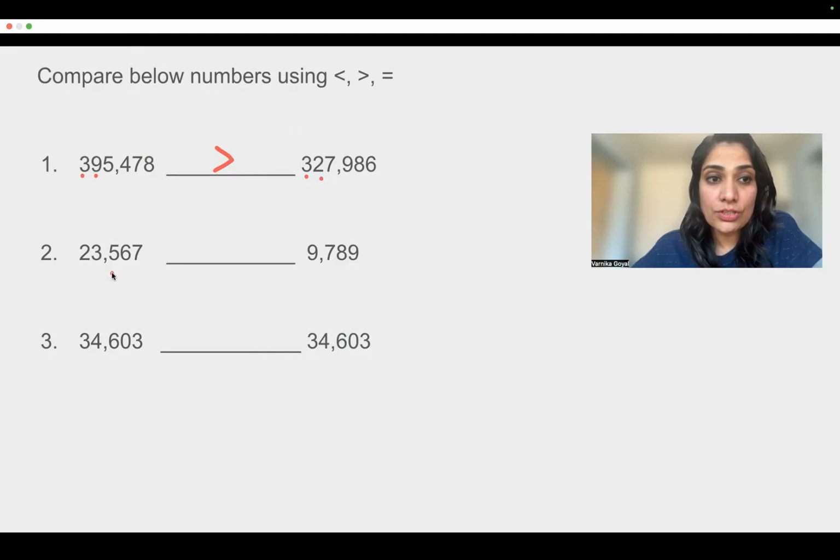Let's go to the second question. Do you see anything? Yes, the number of digits is different. This is 5. This has 4. Now we know that the number with 5 digits is greater, so this number is going to be more. How about this one? Do you see? They have exactly the same digits, so they are equal. That's how comparison works.